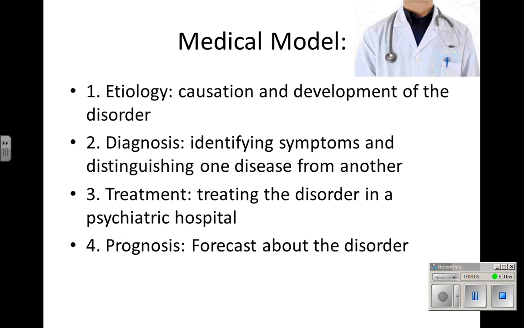Treatment. Treating the disorder in a psychiatric hospital or outpatient procedures or medication. How do we now have to treat it? We looked at the cause of it. We've diagnosed it. We're treating it. And finally, prognosis, which is the forecast for the disorder. It's your future of living with the disorder. Or how are you going to live with this now that it's being treated?